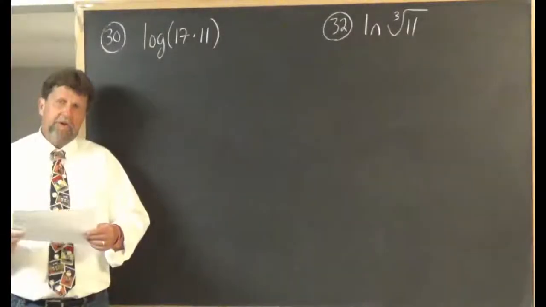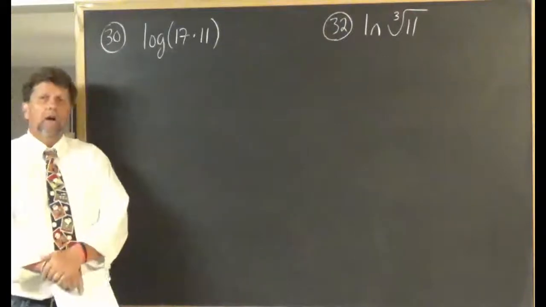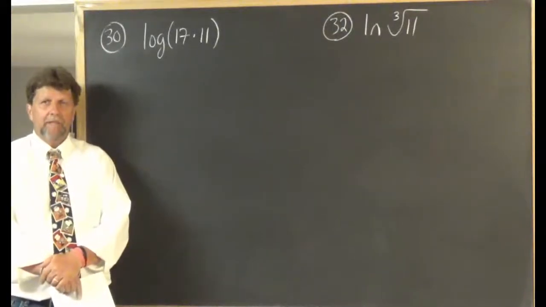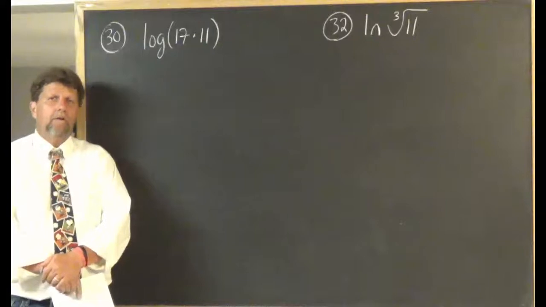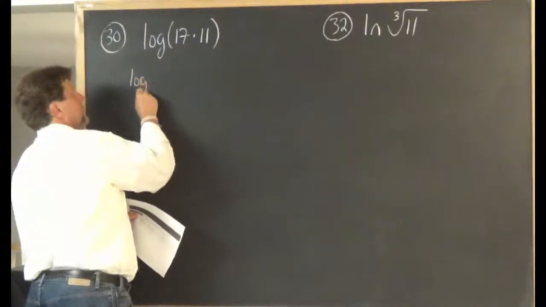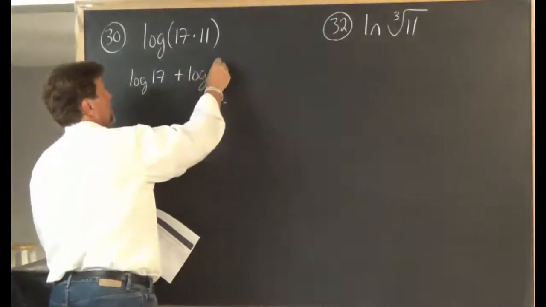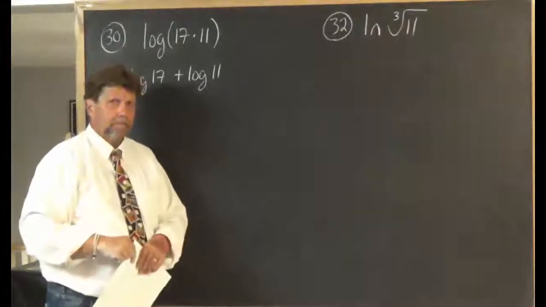All right, folks, at number 30, you were asked to use those properties to rewrite log of 17 times 11. So, quite simply, this product can be rewritten as the log of 17 plus the log of 11. And that's it.